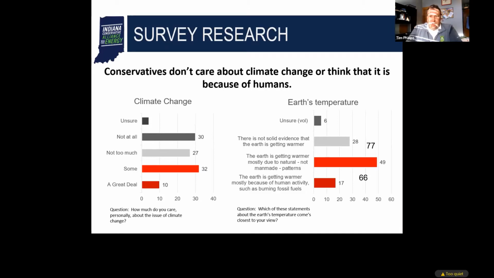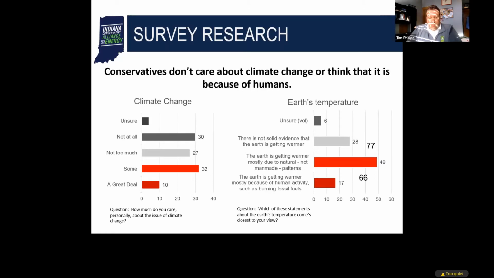The other thing I thought was interesting, because we've asked this battery of questions twice, is that the number who believe in human-generated climate change, this 17% number, was consistent over both polls. In 2017 it was 17%. In 2019 it was 17%. But the number who agreed that the Earth was getting warmer due to natural and not man-made patterns jumped from 41% in 2017 to nearly half, 49% in 2019.